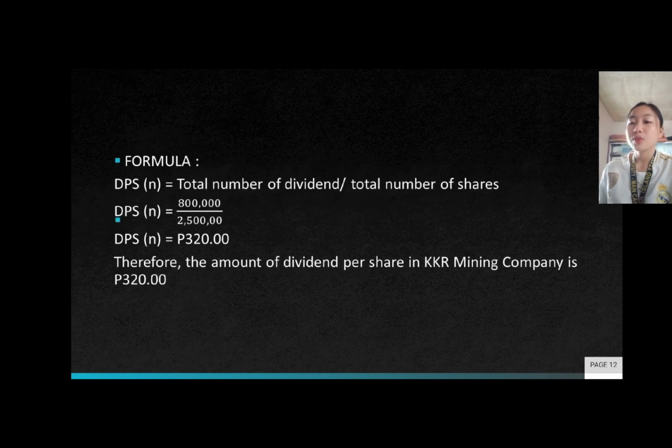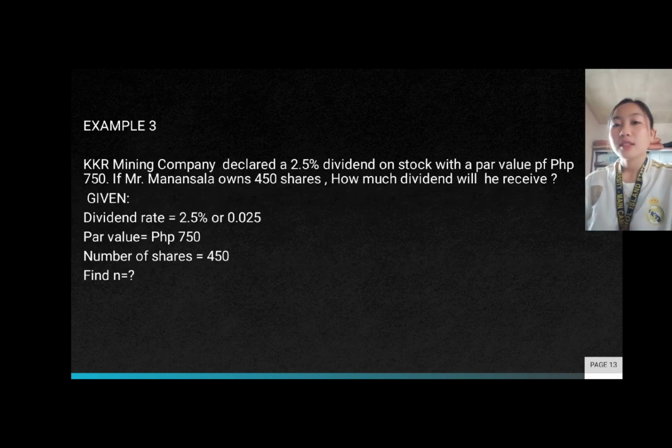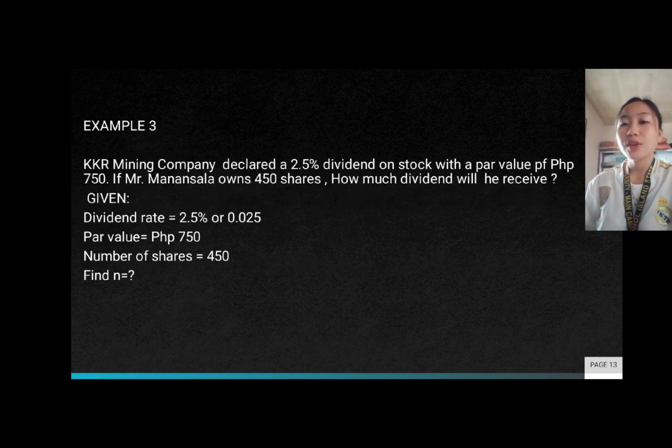So the formula is the dividend per share is equal to total dividend over the total number of shares. So DPS, or the dividend per share, we're going to substitute the given, which is the total dividend is 800 million and the total number of shares is 2,500,000. So the dividend per share is equal to 320 pesos. Therefore, the amount of dividend per share in KKR Mining Company is 320 pesos. Let's proceed to the third example.